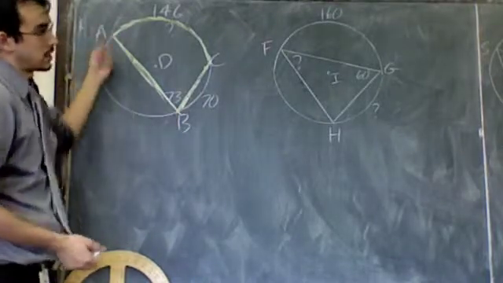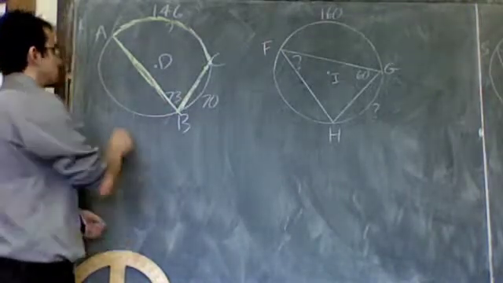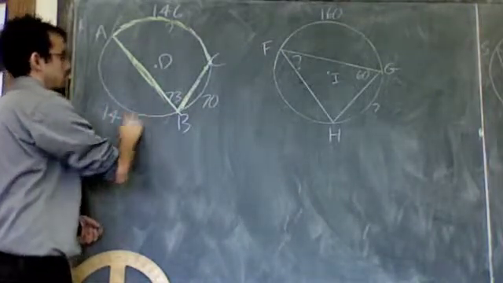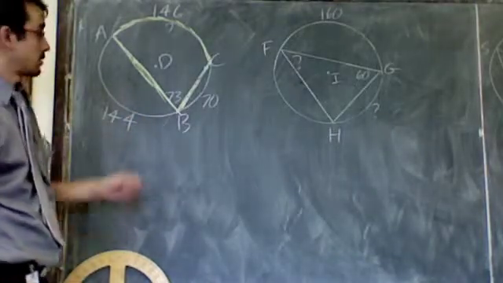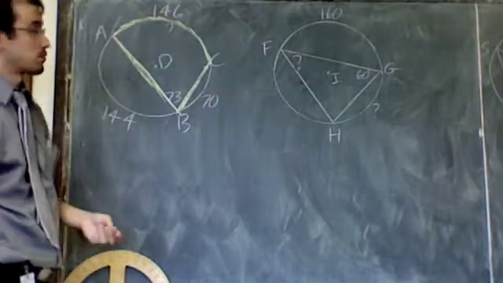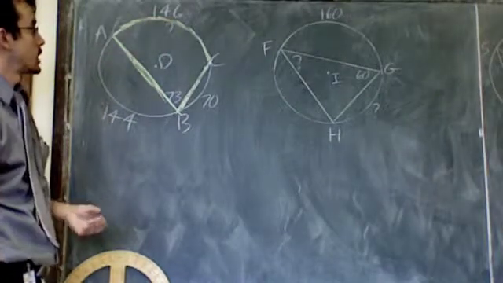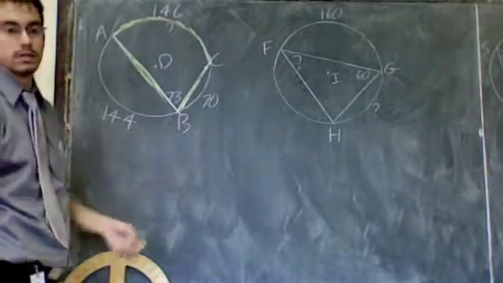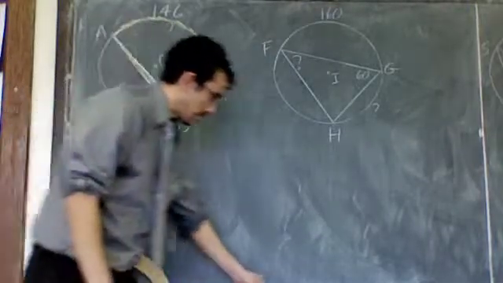This should be 144. That's that. Okay, that circle's done. The way you can check it: 144 plus 146 plus 70 should give you 360. 144 and 146 is 290, and 290 plus 70 is 360. That's done. Let's move on to the second circle that we have here.